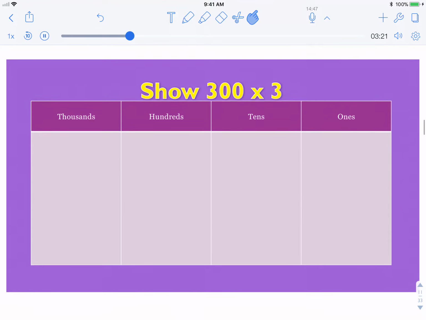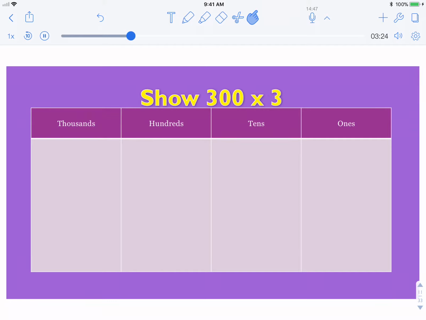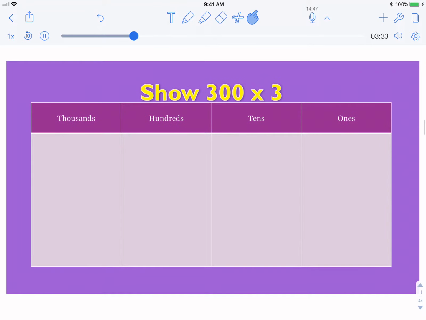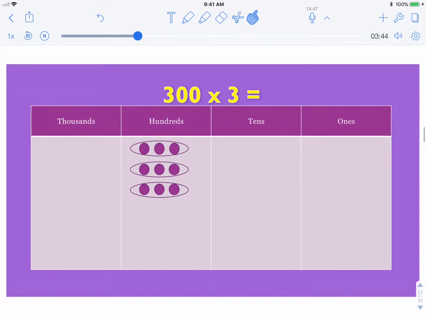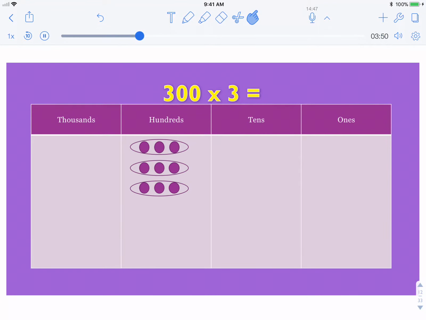Show 300 times 3. Okay, remember, pull out the 100. How many hundreds do you have? You have 3 hundreds. That's the nice thing about learning unit form, is it makes this part a lot easier. So, go ahead and see if you can draw your discs. Okay, 300 times 3 equals, well, I have 3 hundreds and I have it happening 3 times. I know that 3 times 3 is 9, so I have 9 hundreds, or 900.